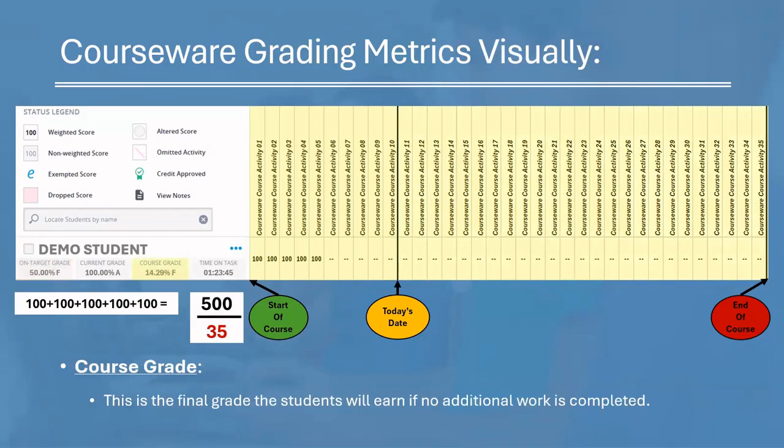The last takes into account all 35 activities in this course. So again, the student has completed those 5 assignments, 100% apiece, for a total of 500%, but now it is divided over the total 35 assignments in that course, which gives them now a much lower course grade of 14.29%.